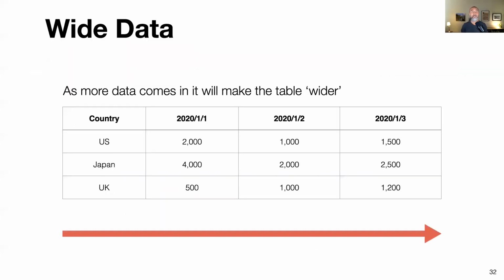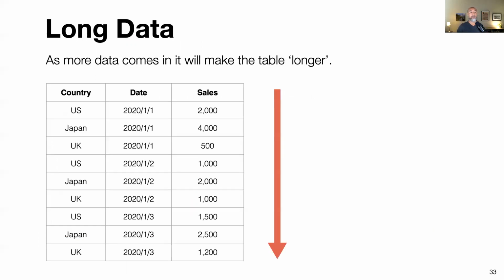Okay. So the problem here is we have something called wide data. Wide data means the more data comes in, the wider the table gets, so more columns. It expands horizontally. As opposed to wide data, there's another type of data called long data. With long data, the more data comes in, the longer the table gets, in a vertical direction, with rows being added to the bottom.